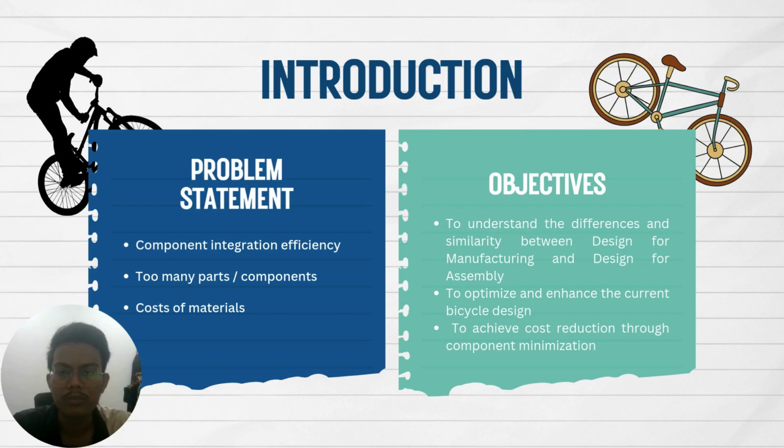So for the objectives, to understand the difference and similarity between design for manufacturing and design for assembly. Second one is to optimize and enhance the current bicycle design. And last one is to achieve cost reduction through component minimization.